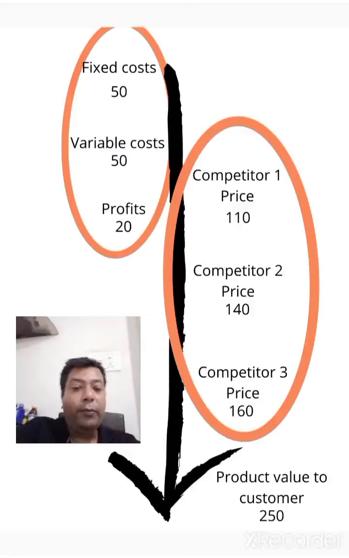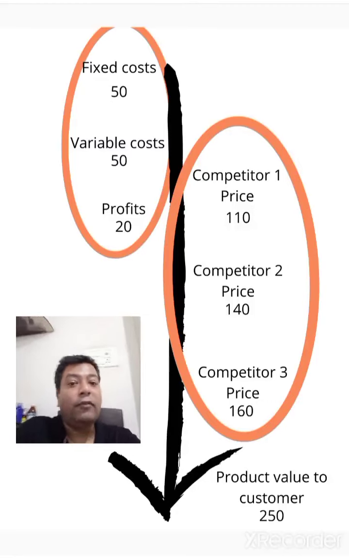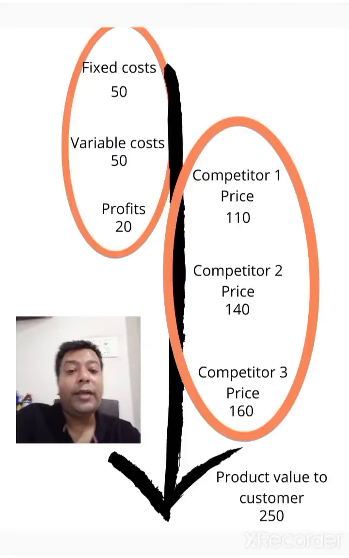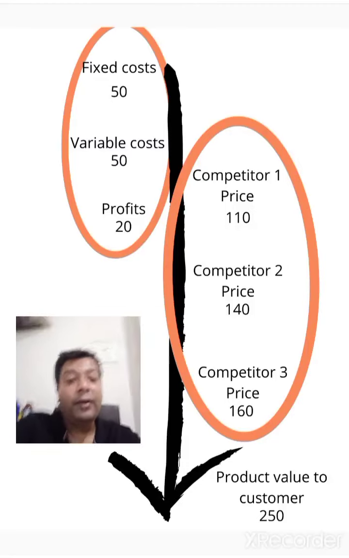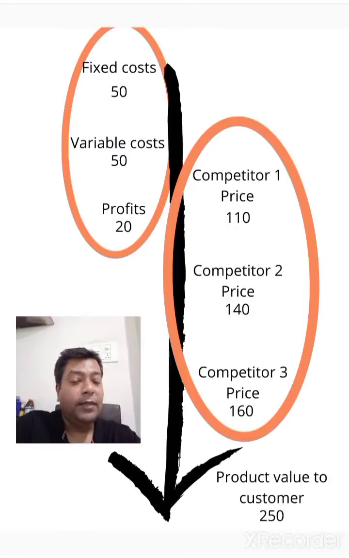Now, if your product does not have a lot of differentiation and there's a lot of competition, in other words, your customers have a lot of choice in choosing which cake to buy, and there's not a lot of difference among them, in that case, you want to price your product somewhere near your, let's say, competitor 1 or competitor 2 price.